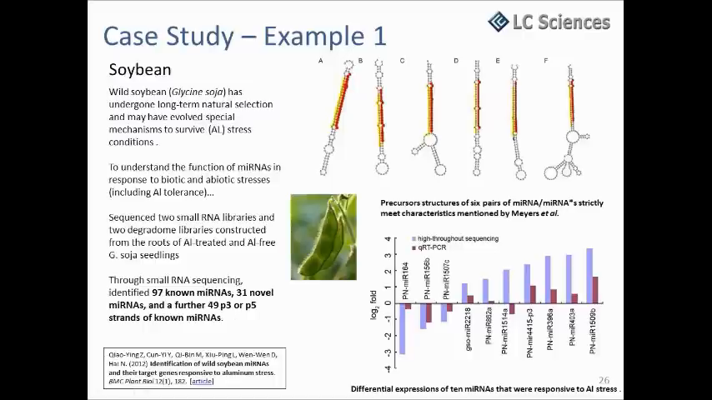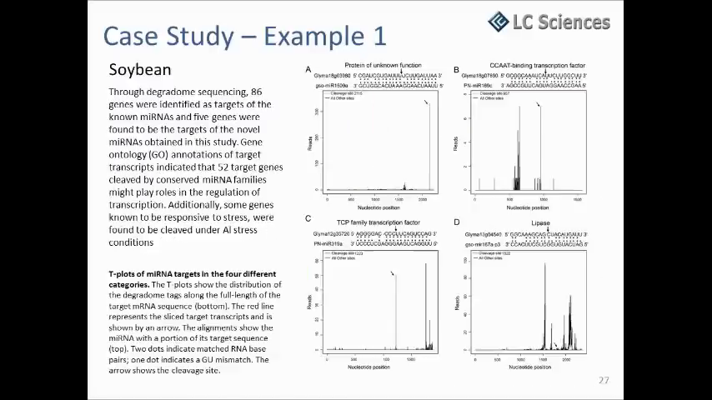And after the customer identified the novel and known microRNAs, we went further to do the degradome sequencing. And then after data analysis, we identified 86 genes as targets of the known microRNAs, and 5 genes were found to be targets of the novel microRNAs obtained from the microRNA sequencing. So as we mentioned before, on the T-plot, we can clearly see the cleavage site on the messenger RNA, like this one, and we also know exactly what microRNA sequence plays the regulation here. We have the experimental data, the degradome sequencing, to verify that we do find the degraded messenger RNA from this study.